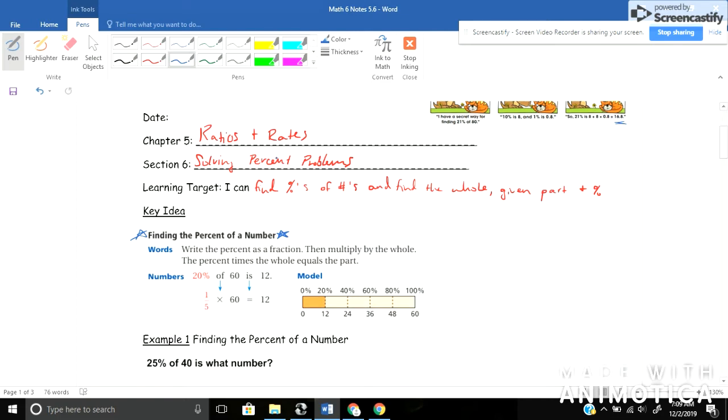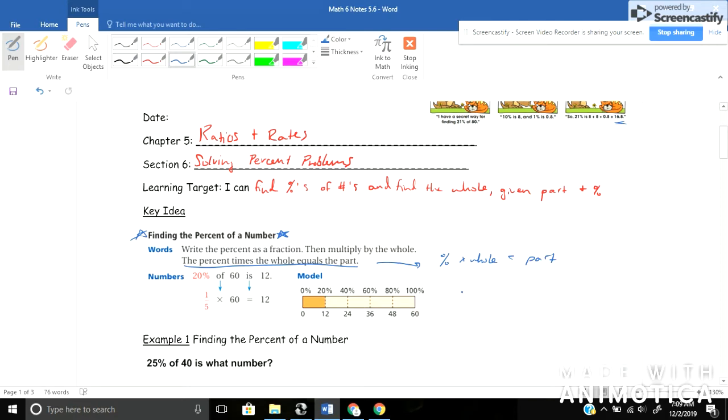Here it is. The percent times the whole equals the part. You can abbreviate that if you want. Percent times whole equals part.